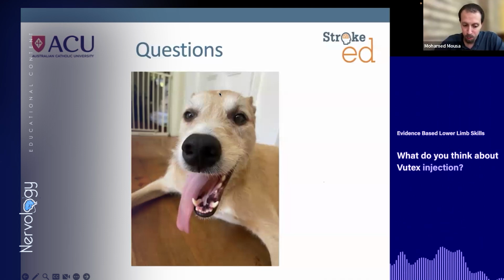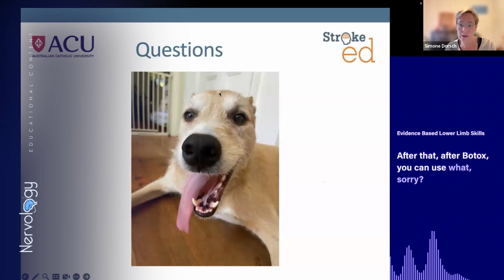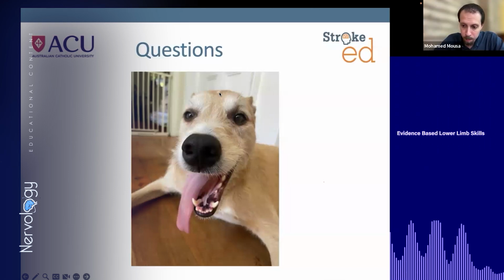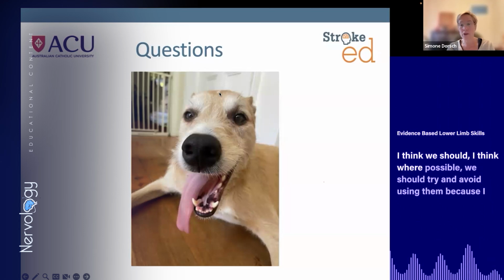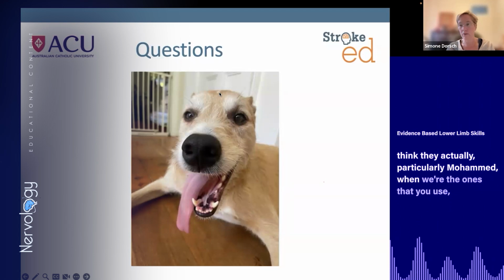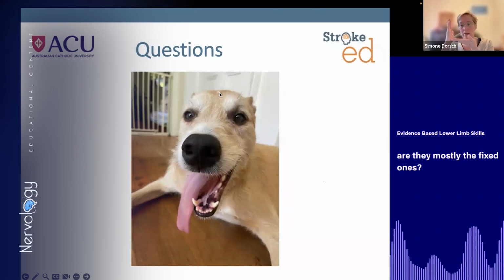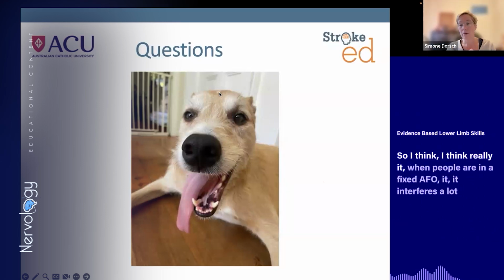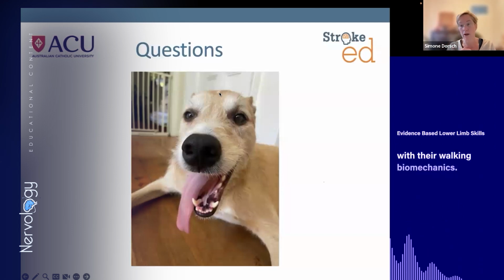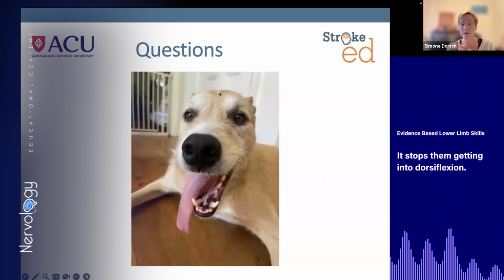What do you think about Botox injection, after it, can we use orthosis? After Botox, you can use what, sorry? Orthosis for the lower limb? Ankle foot orthosis? Okay, I'm going to put in a section called foot orthoses. I think where possible we should try and avoid using them. The ones that you use, are they mostly the fixed ones or the ones with a hinge? Fixed one. Yeah. I think when people are in a fixed AFO, it interferes a lot with their walking biomechanics. It stops them getting into dorsiflexion.